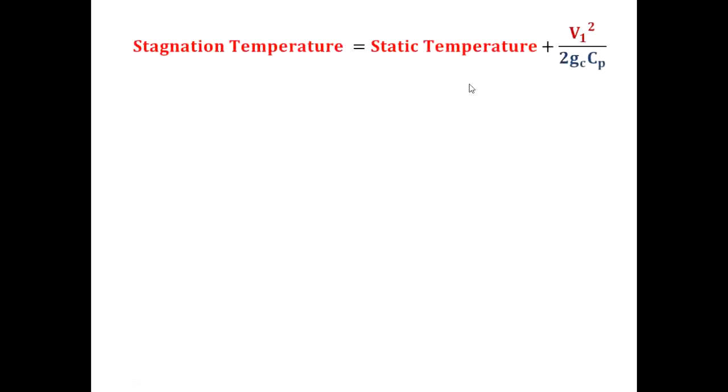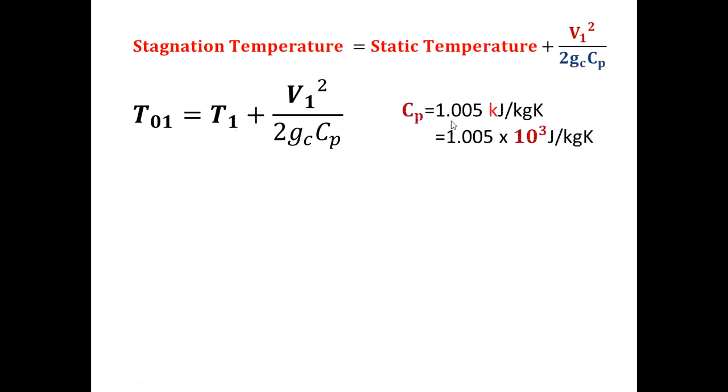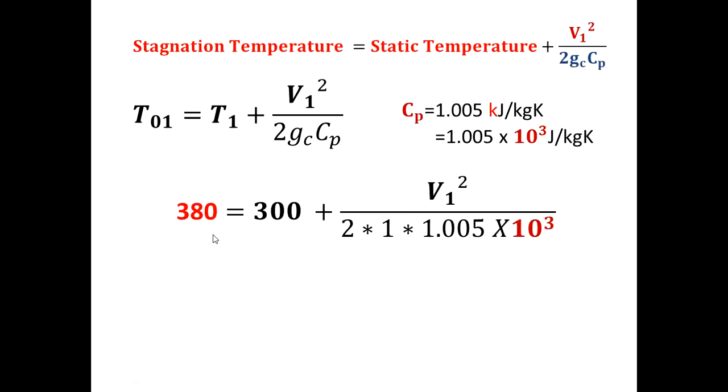Stagnation temperature is equal to static temperature plus V1 square divided by 2 gc Cp. So you will write these values. Cp you put as 1.005 kilojoules per kg Kelvin, but I will put 1.005 into 10 to the power of 3 joules per kg Kelvin. If they are not given, you must know the Cp value as a mechanical engineer. Therefore the V1 value you will find at the end like this.